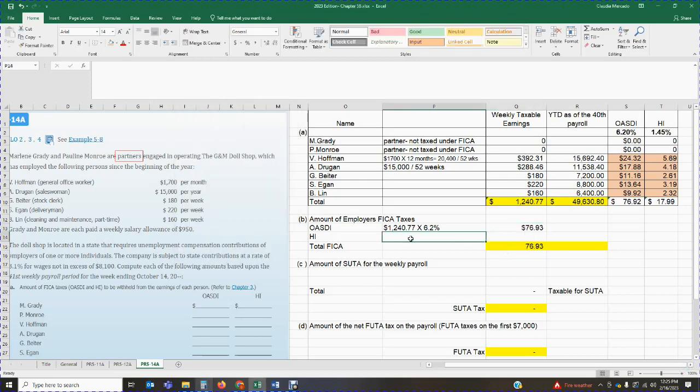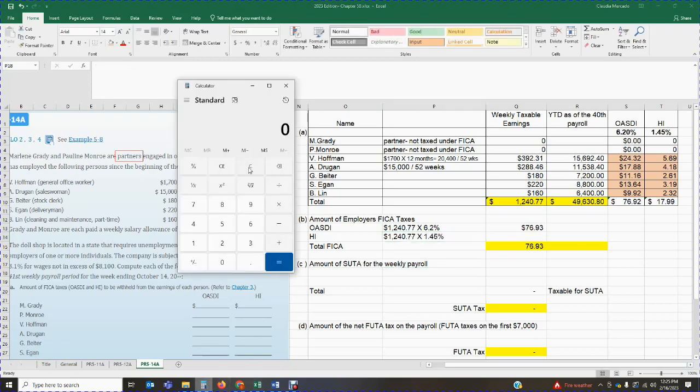Okay. For HI, we're going to pick up the entire amount of our earnings, 1,240.77, and we're going to multiply by 1.45%. Okay. Times 1.45%, and that's going to give me 17.991. And we're going to keep it at 17.99 because that third digit is a 1.